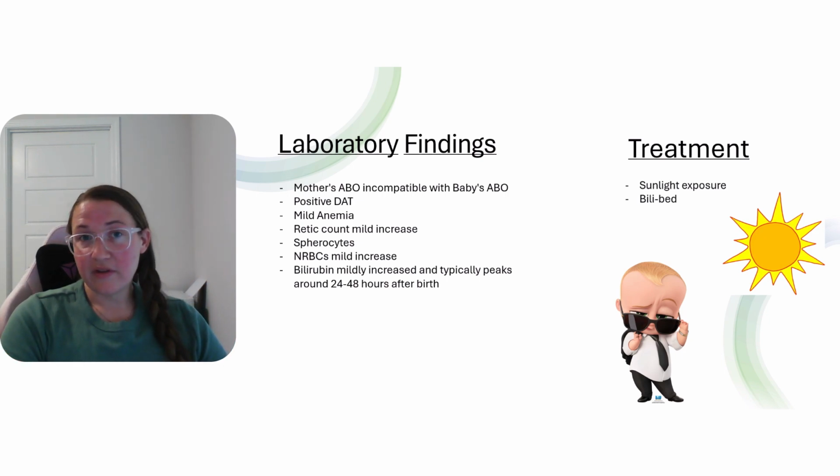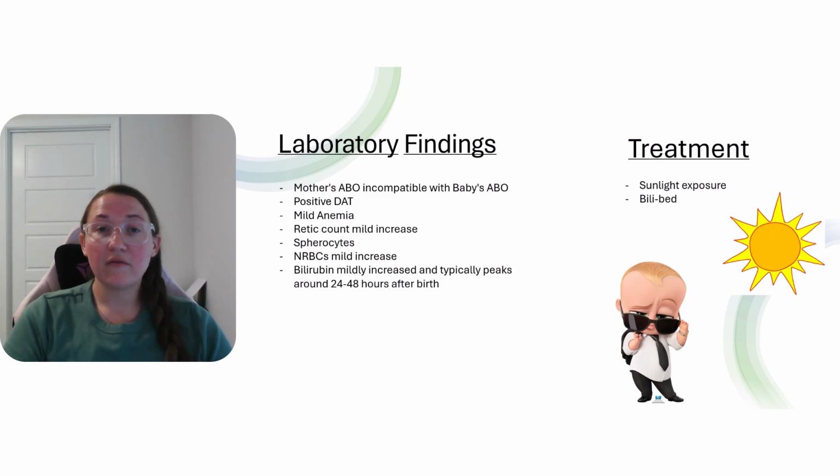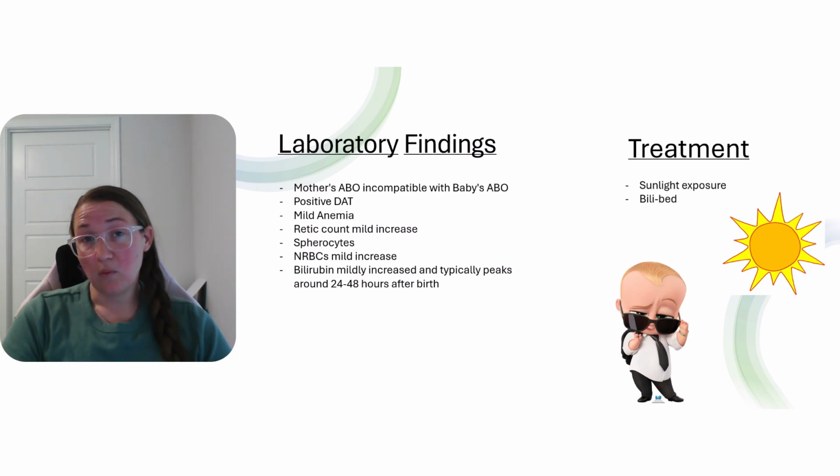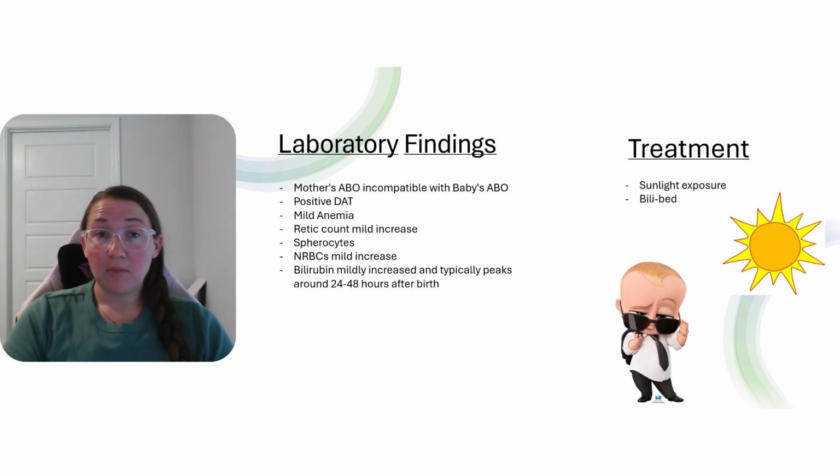So treatment of this for the hemolytic disease of the newborn, especially in the milder cases of the ABO form of it, is super simple. Basic sunlight exposure for your baby. Sunlight breaks down bilirubin. That's why we protect our samples in the lab from light if we're testing the bilirubin, because light breaks down bilirubin, even through the skin.